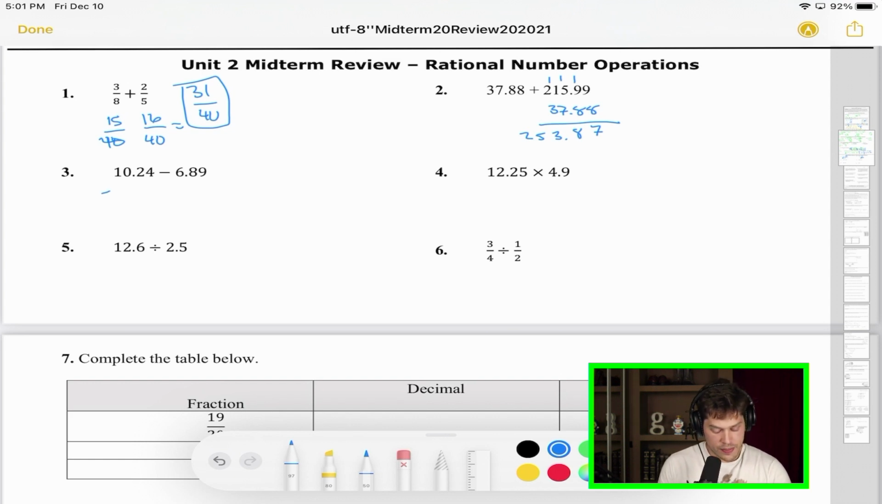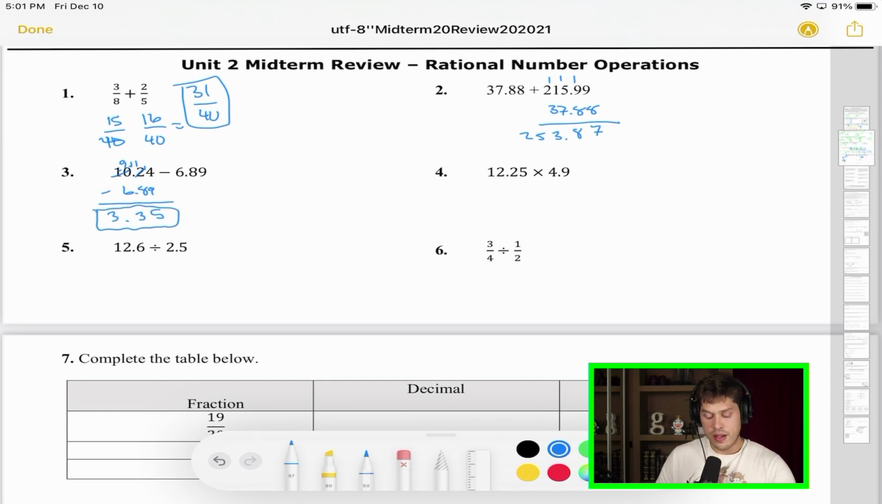Okay, we're subtracting. 6.89. Line it up. Bottom number is bigger, so we're borrowing. Borrow from the 2, make that a 1. 14 minus 9 is 5. 1 minus 8, can't do that. Bottom number is bigger, so we're borrowing. Can't borrow from a 0, so this becomes a 9. 11 minus 8 is 3. 9 minus 6 is 3. So 3.35.